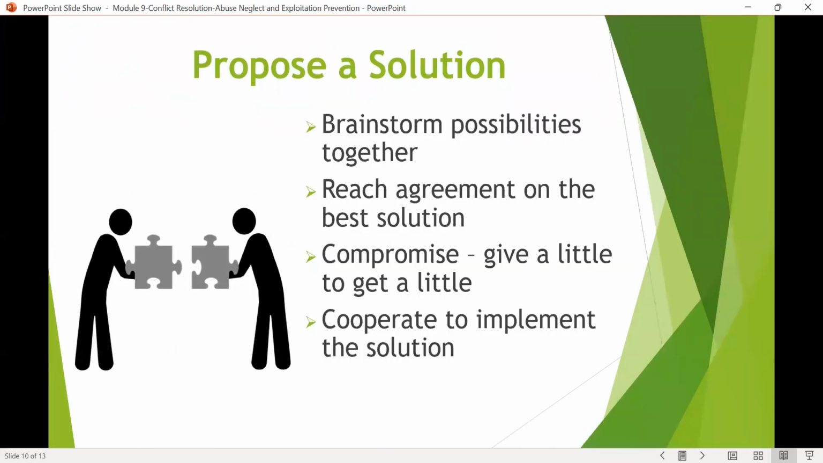The fourth and final strategy we will discuss in de-escalating and resolving conflict is to propose a solution. Each of these 4 steps of negotiation can create opportunities to work towards understanding and a resolution. Brainstorming possibilities together engages your person as a fellow problem solver and helps own the solution. Determining the best solution together strengthens each person's commitment to the outcome. Compromising allows each person to give a little to get a little by coming to an agreement that is acceptable to both parties. And cooperating to implement a solution ensures follow-through.